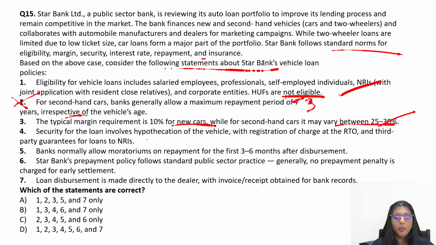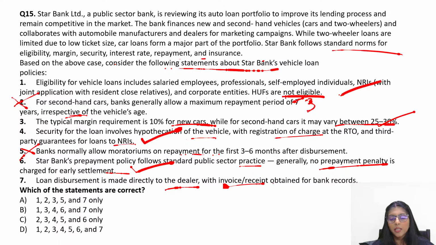Security for the loan involves hypothecation of the vehicle with registration of charges at the RTO, and a third-party guarantee for a loan to an NRI. It's correct. Banks normally allow a moratorium on repayment for the first 3 to 6 months after disbursement. Normally, there is no moratorium; repayment starts from the month following the disbursement. So it's incorrect. Star Bank's repayment policy follows standard public sector practice. Generally, no prepayment penalty is charged for early settlements. Correct. Loan disbursement is made directly to the dealer, with invoice receipts obtained for the bank records. Correct. So, which are the correct statements? 1, 3, 4, 6, 7. Option B is the right answer.